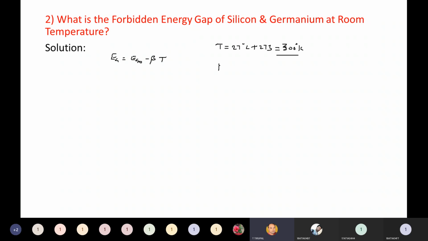Now what is beta? Beta is a change of forbidden energy gap for every degree C rise in temperature. Yesterday we have learned that beta is equal to 3.6 into 10 power minus 4 for silicon, and beta is also equal to 2.23 into 10 power minus 4 for germanium. Please do remember this beta value, because as temperature increases, forbidden energy gap changes by 3.6 into 10 power minus 4 for silicon and 2.23 into 10 power minus 4 for germanium.